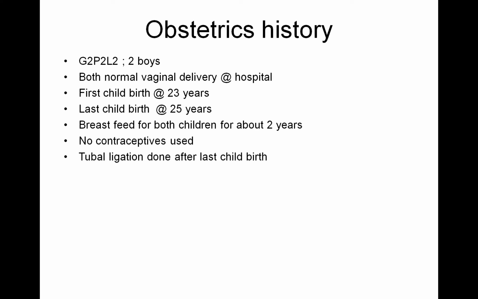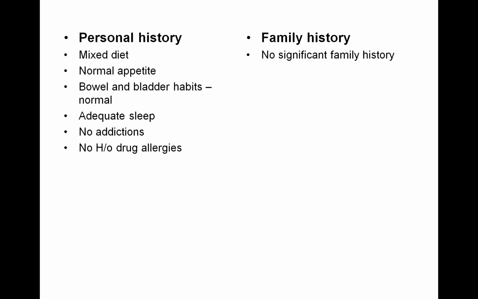Obstetric history, she is G2P2L2 with 2 boys. Both are normal vaginal delivery at the hospital. First childbirth at 23 years and last childbirth at 25 years. Breastfed both children for about 2 years. No contraceptives were used. Tubal ligation done after the last childbirth.